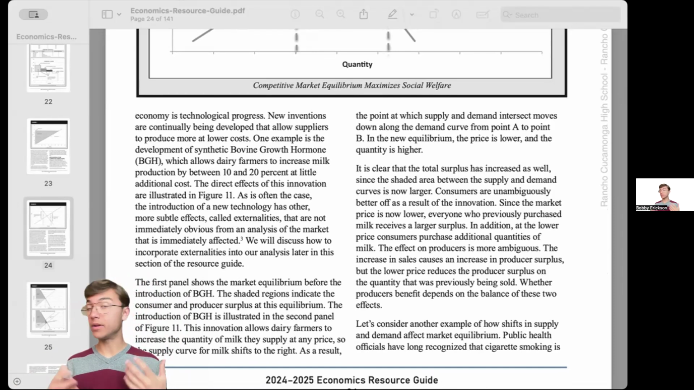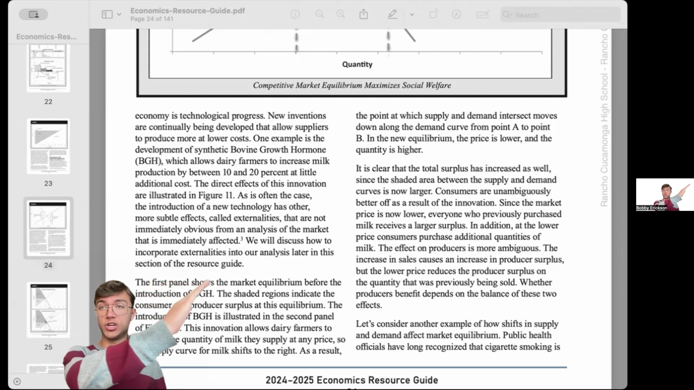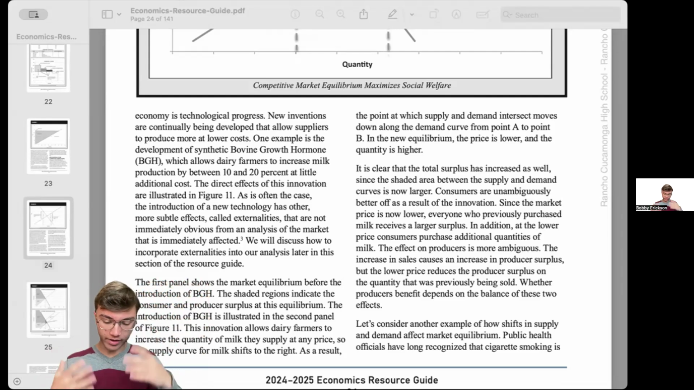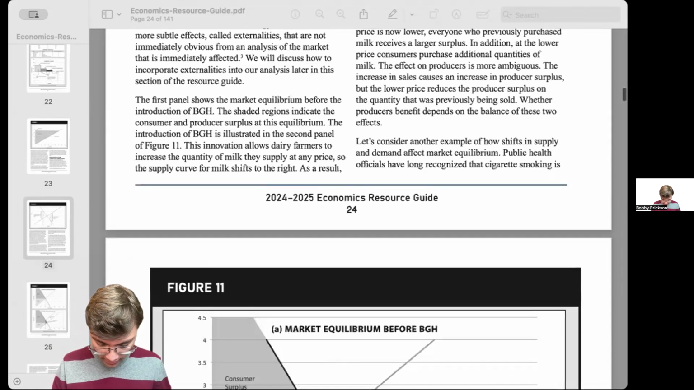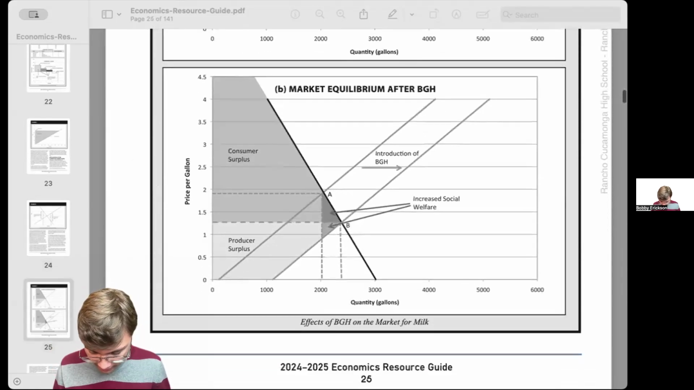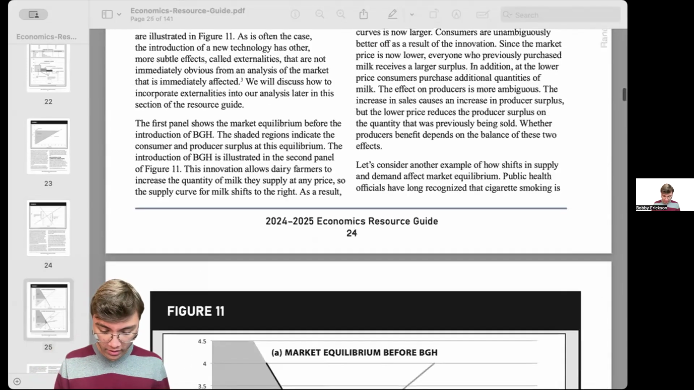Remember what we talked about earlier: introducing new technologies allows for a shift in the supply curve, a shift rightward, an increase in supply as a whole. This is shown here in figure 11. So we see that the supply curve has shifted over to the right.